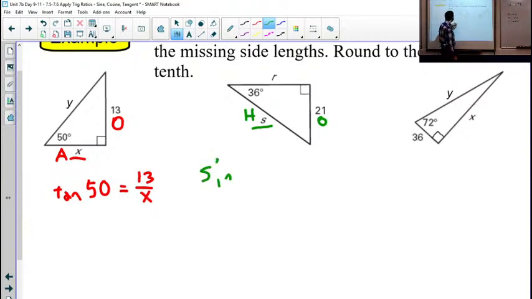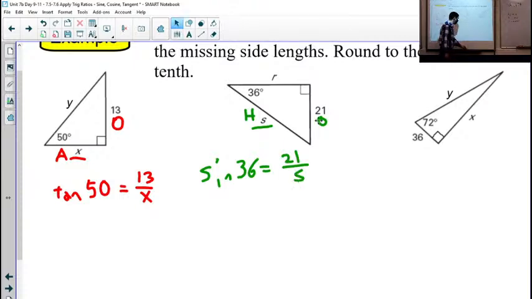Sine of my angle, which is 36, equals opposite on top, hypotenuse on the bottom. Questions on that one?